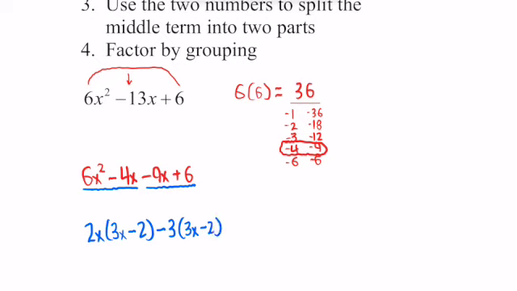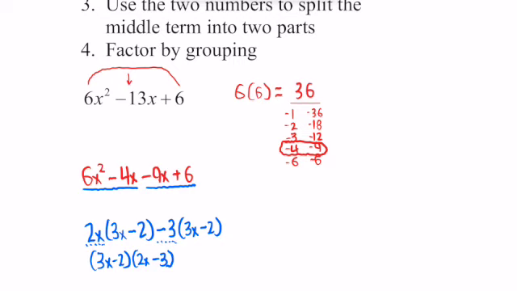Now we can see that we have that 3x minus 2 parentheses in both parts. From the first portion, we're left with a 2x. From the next portion, we're left with a minus 3. So 3x minus 2 times 2x minus 3 is our result. So you notice this is going to take a few steps. Even once you get used to it, this process will take a couple of minutes to work through.